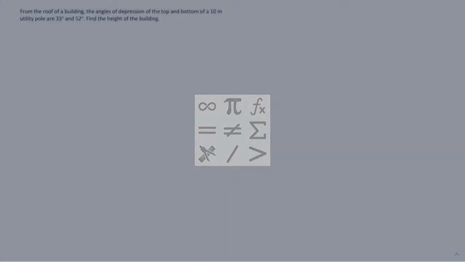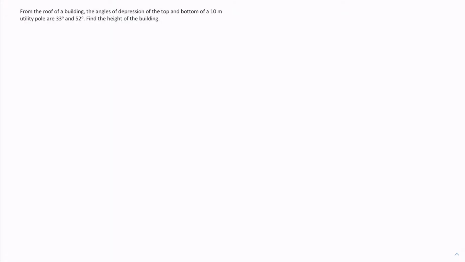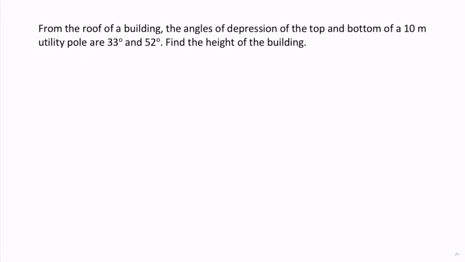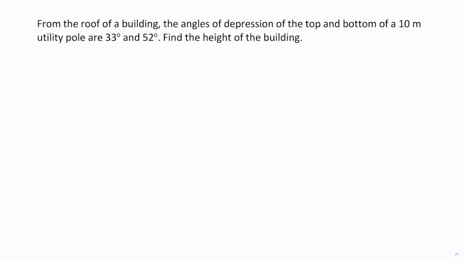In this question, we're looking at angle of depression in a scenario that involves buildings and a utility pole. From the roof of a building, the angles of depression of the top and bottom of a 10-meter utility pole are 33 and 52 degrees. Find the height of the building.